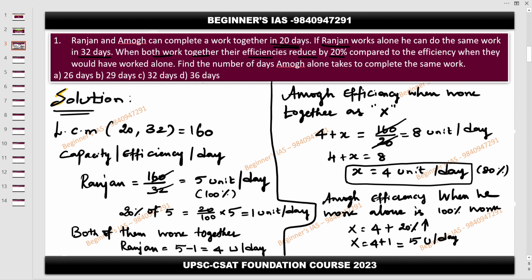Now we need to calculate the number of days taken by Amog. When Amog has the capacity of making 5 units per day, n is equal to total work divided by the capacity of Amog alone, which is 5. So n is equal to 32. Therefore Amog takes 32 days. Anybody having a doubt with this problem?